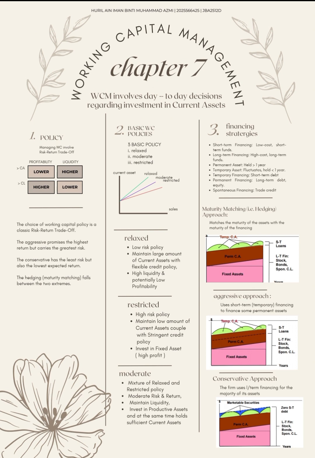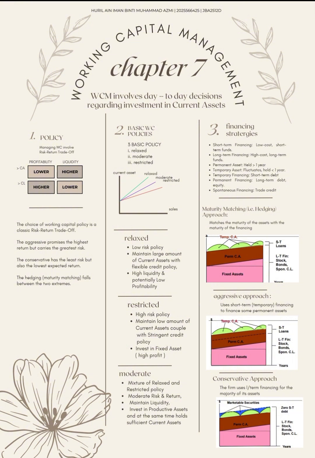And lastly, there are three approaches for this chapter. First is the hedging approach or maturity matching. Next is the aggressive approach. And the last one is the conservative approach. The maturity matching or hedging approach aligns the duration of assets with the duration of financing. This reduces risk by ensuring that short-term assets are funded with short-term sources and long-term assets with long-term sources.